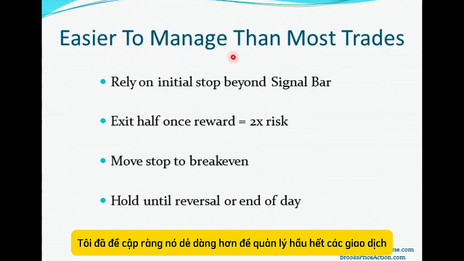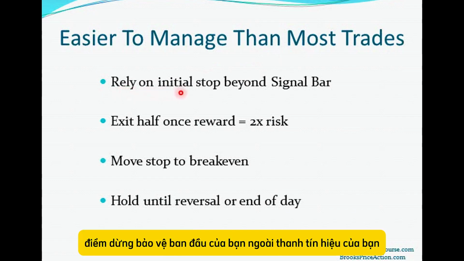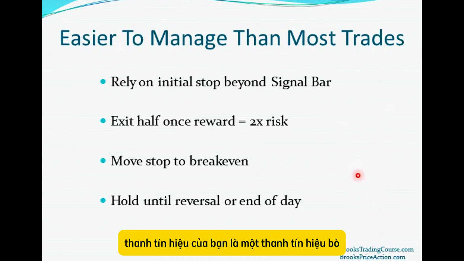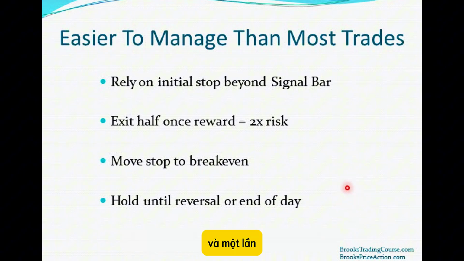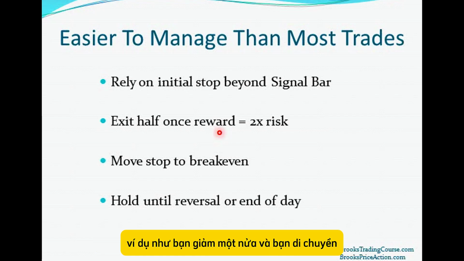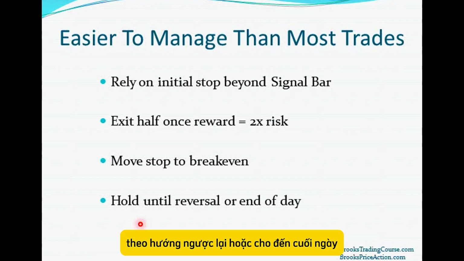I mentioned it's easier to manage than most trades. You put your initial protective stop beyond your signal bar. So in a reversal up, your signal bar is a bull reversal bar, and the stop goes below. Once you have a reward equal to twice the size of your risk, you take half off, for example, and you move your stop to break even. Then you hold onto the trade until you get a reversal in the opposite direction or until the end of the day.